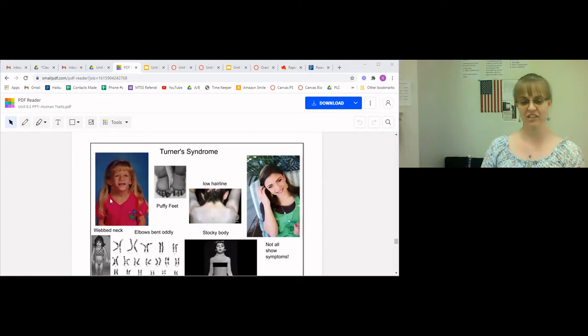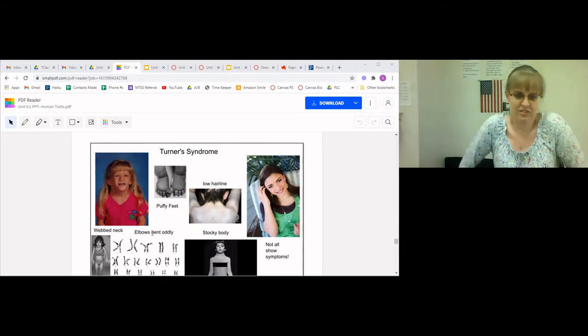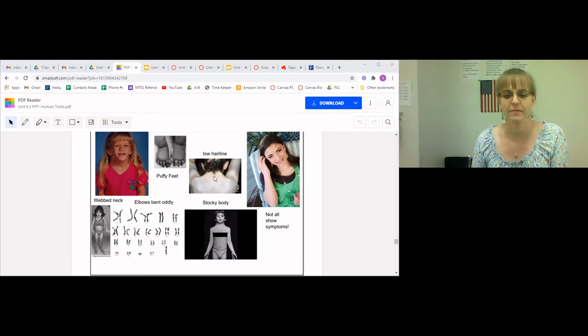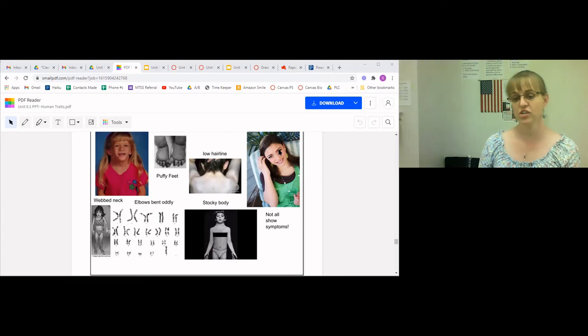Here's the classic look of a person with Turner's syndrome. She has a webbed neck. You'll notice her neck kind of does this. She has puffy feet. Her elbows are bent oddly. Actually, you'll see with the children below that their elbows are kind of bent out weird. And a stocky body and a low hairline. However, this girl also has Turner's syndrome, and she shows very few of the characteristic traits. So there's a whole range of severity when it comes to Turner's syndrome.